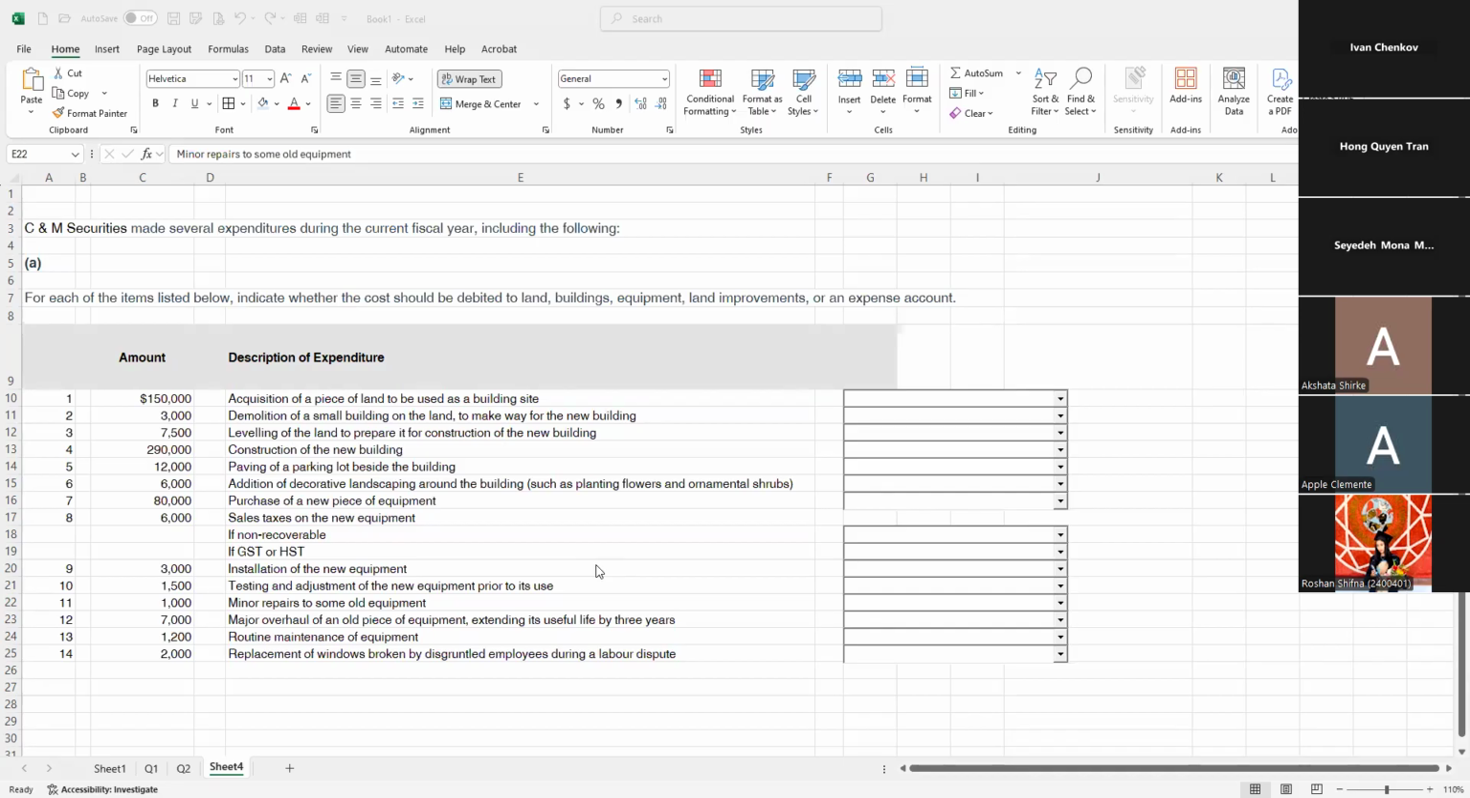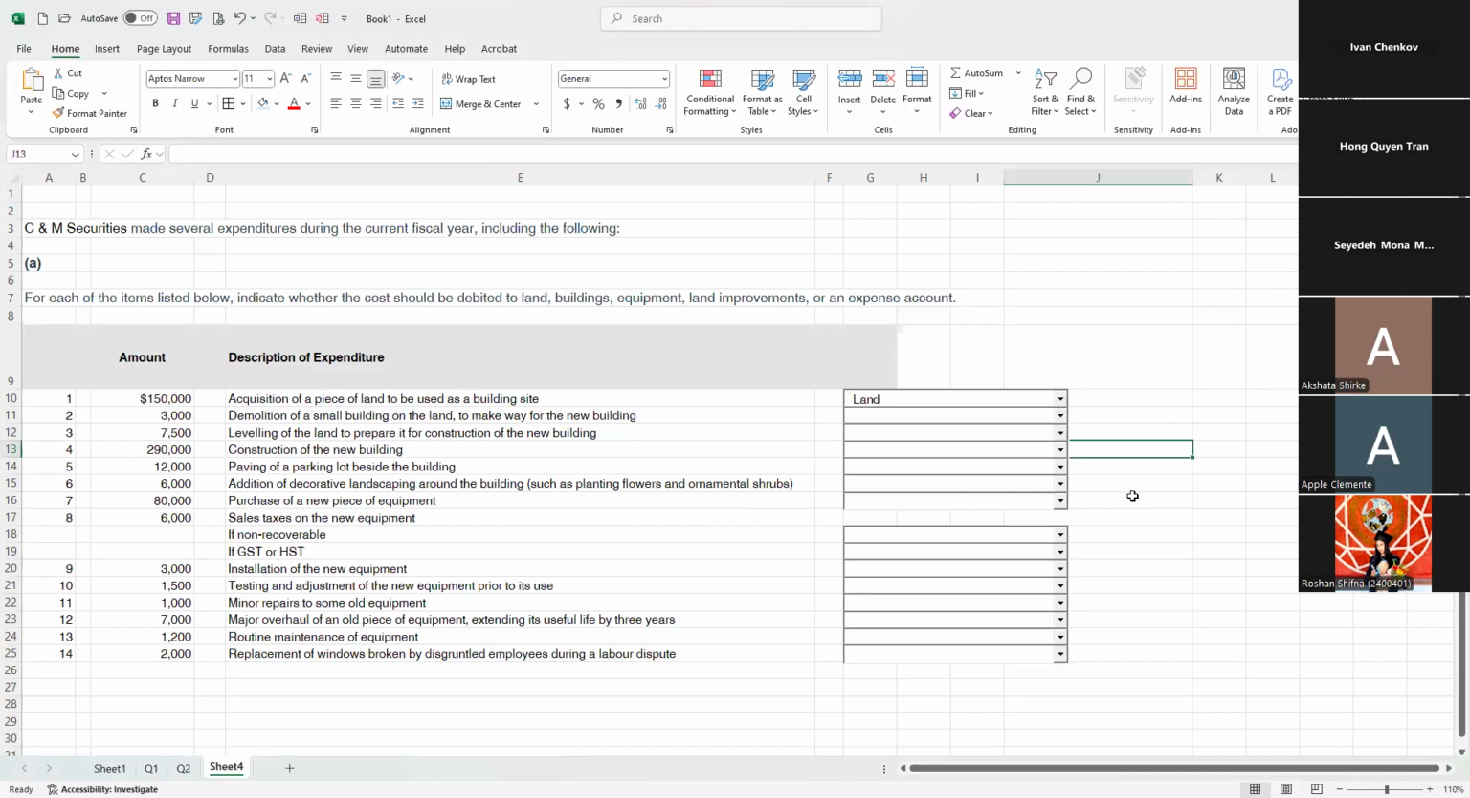Acquisition of land to be used for the building site. What is this? Is it an asset? Debited to land, but first, is it an asset? Yes. What kind of asset is it? Long term. Land. So drop it down, choose land, and move on. Next one.